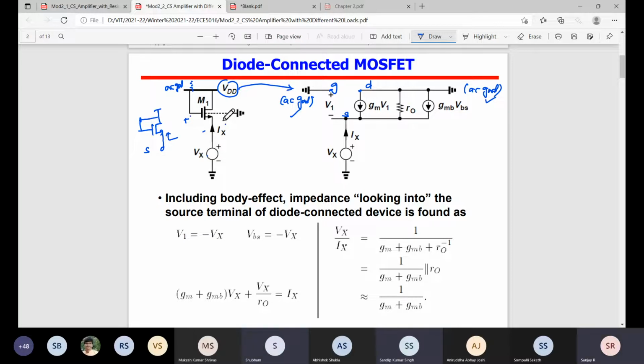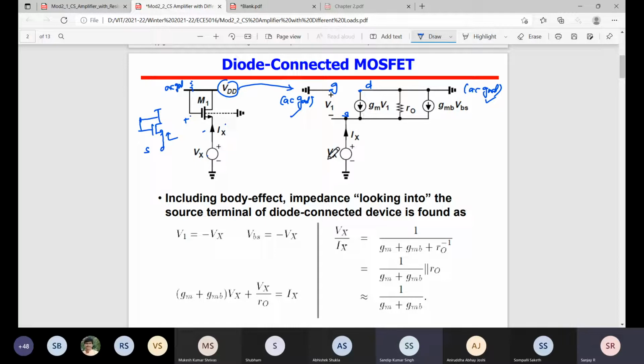Non-zero, because for NMOS the body is always connected to ground. VS is here, the output, so there will be VSB. So definitely the body effect is there. So we need to include the body effect at the transconductance current source. So this is the final circuit. Now what do you want to find? We need to find Vx divided by Ix.